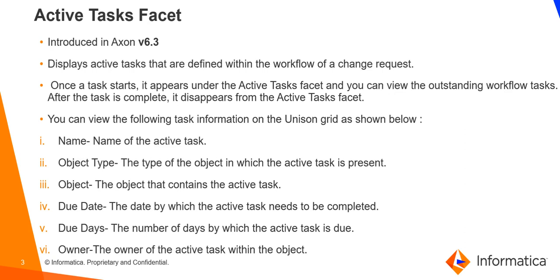You can view the following information on the Unison grid. First, the name, that is the name of the task which is mentioned while creation of the workflow. The object type, this is the type of the object in which the active task is present, that is the facet name in Axon. Object, the object that contains the active task. Due date, the date by which the active task needs to be completed. Due days, the number of days by which the active task is due. Owner, the owner of the active task within the object, that is the stakeholder on whom the task is pending.